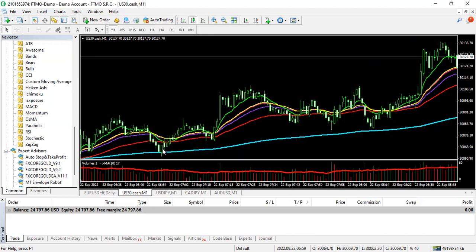Even a little gap over there? No. So once the price crosses the 200 going up, what do we do? Well, yeah. So my purple EMA is my 28 and my yellow one is my 20.